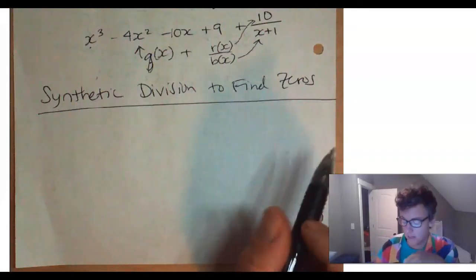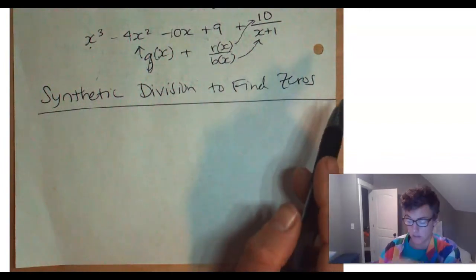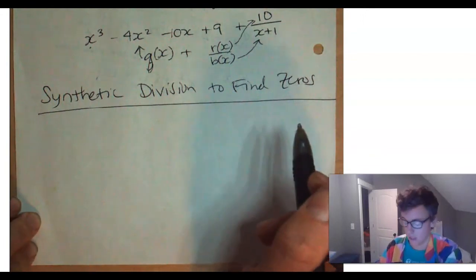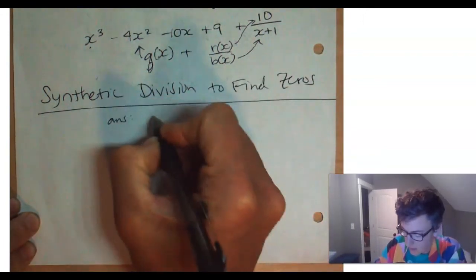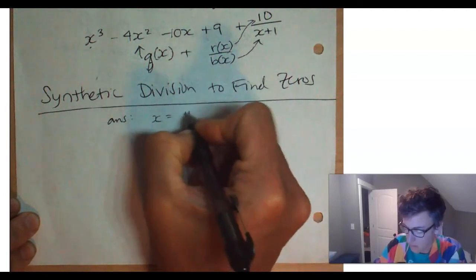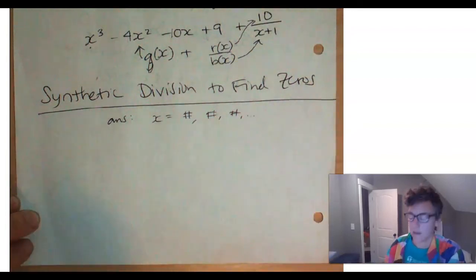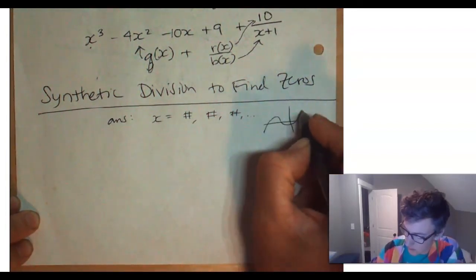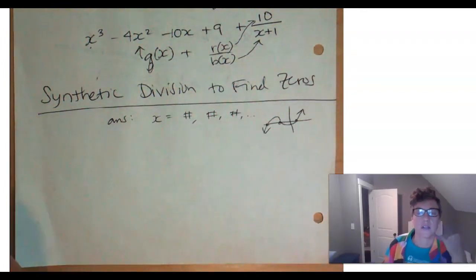Okay, so the last thing we're going to talk about is using synthetic division to find the zeros. Finding zeros means finding roots, means finding x-intercepts. So when we're done, our answer should be x equals some number, and some number, and some number, and so on. We're going to find the places where the function crosses the x-axis using synthetic division.